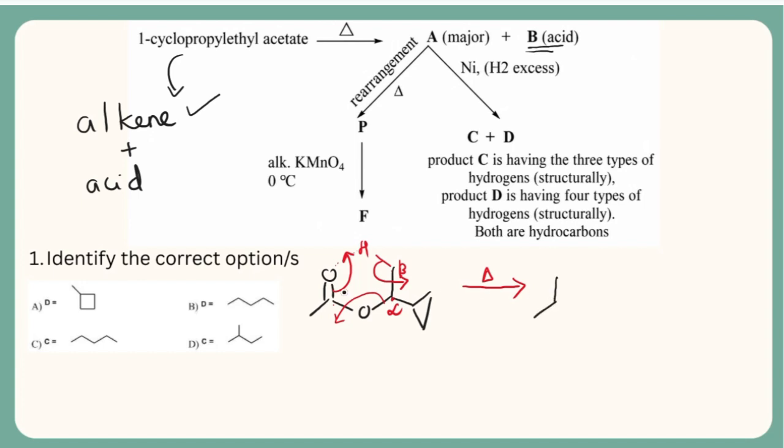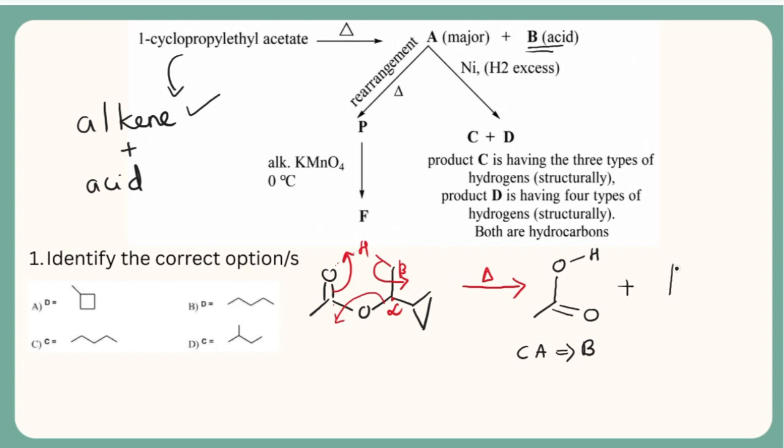Check out here. This double bond has become a single bond, and there is a new bond formed between oxygen and hydrogen. Then there is a double bond between carbon and oxygen. And what is this? This is a carboxylic acid, nothing but our product B. It's ethanoic acid. Now, what about this part?